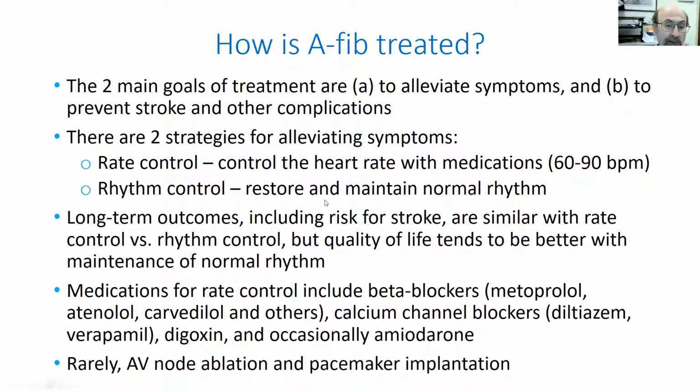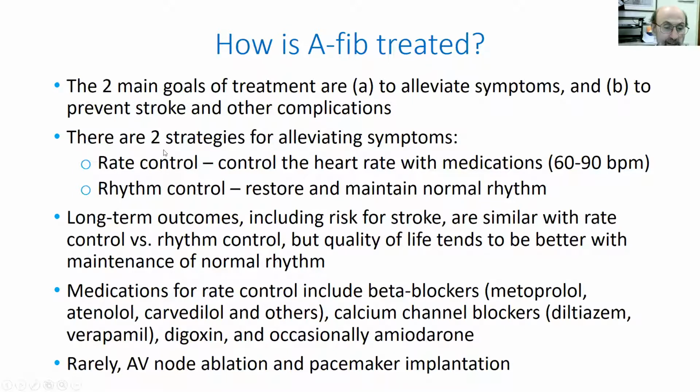So how is Afib treated? There's 2 main goals of treatment. One is to alleviate any symptoms that the person might have, and the second is to prevent stroke and other complications. For alleviating symptoms, there's 2 main strategies. One is to just leave the person in atrial fibrillation and control the rate with medications, trying to keep the rate in a range of about 60 to 90 heartbeats per minute. And the alternative is to try to do something to restore and maintain a normal rhythm.